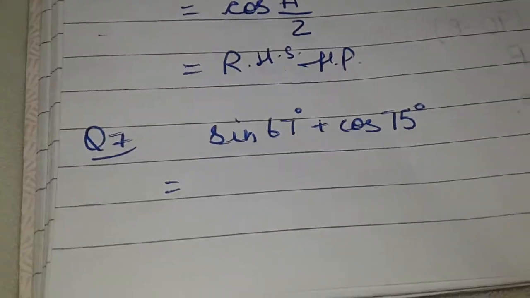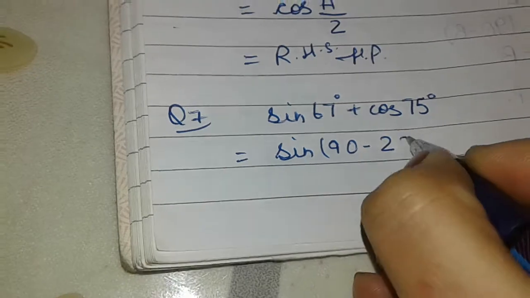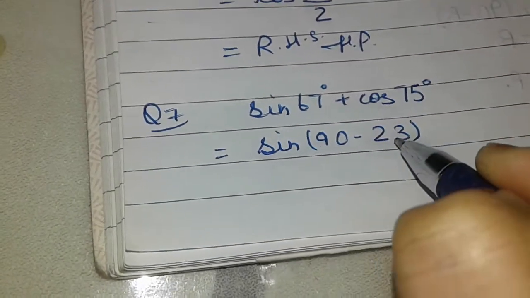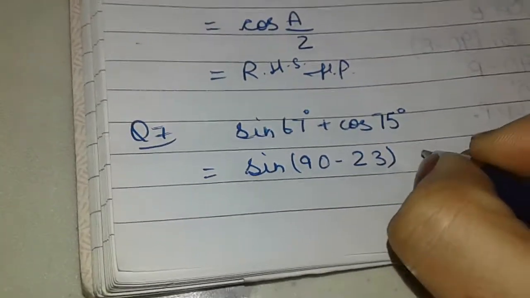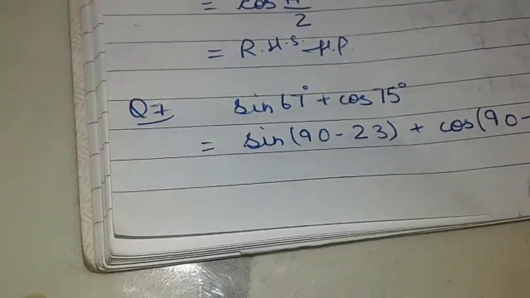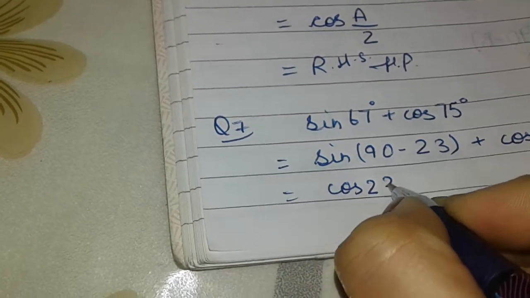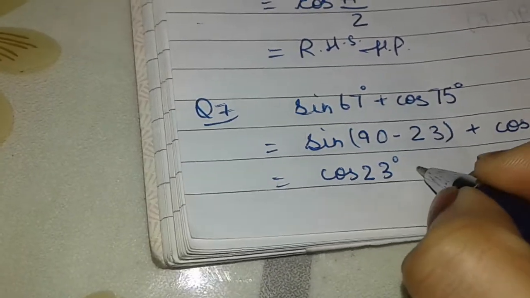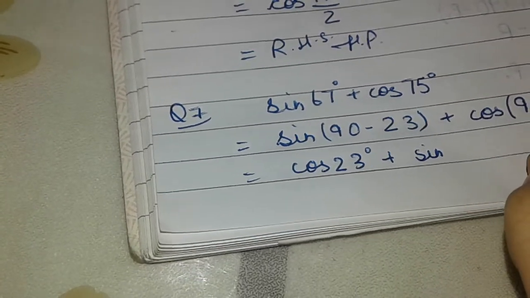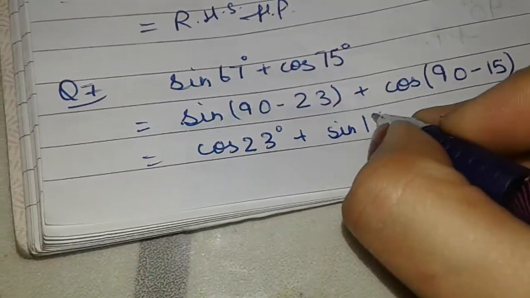Okay, this 67 will be written as 90 minus 23. As 90 minus 23 is 67, we can write 90 minus 23 in place of 67. And 75 will be written as 90 minus 15. And we know sine 90 minus A is equal to cos A. Angle here is 23 degrees. And cos 90 minus A will be sine. Yes, it will be written as sine 15 degrees.